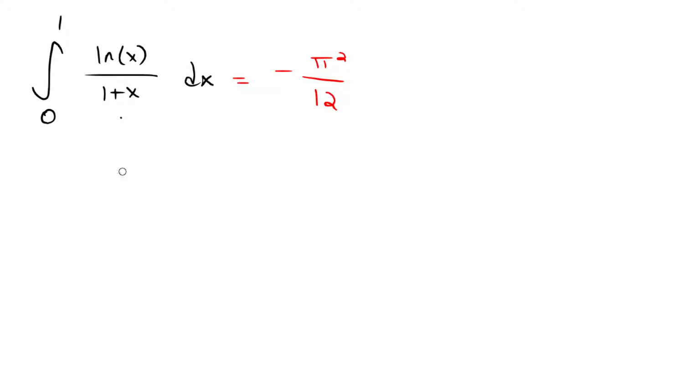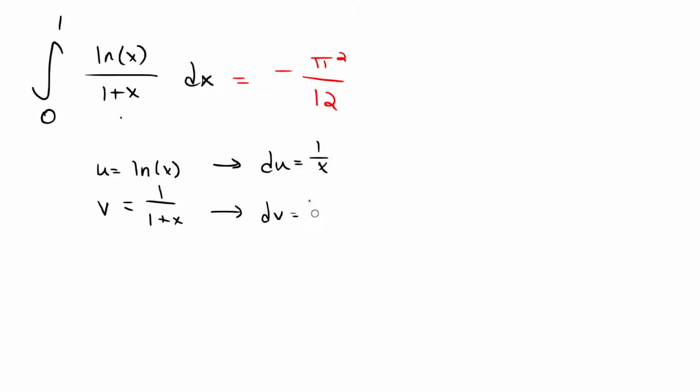So, first thing we're going to do is integrate by parts. We'll set u equals ln x and v equals 1 over 1 plus x. So this will give us, for our du, 1 over x, and our dv will be ln of 1 plus x. Alright? And now using our integration by parts formula, which you should know, integral of u dv equals uv minus integral of v du. Right?